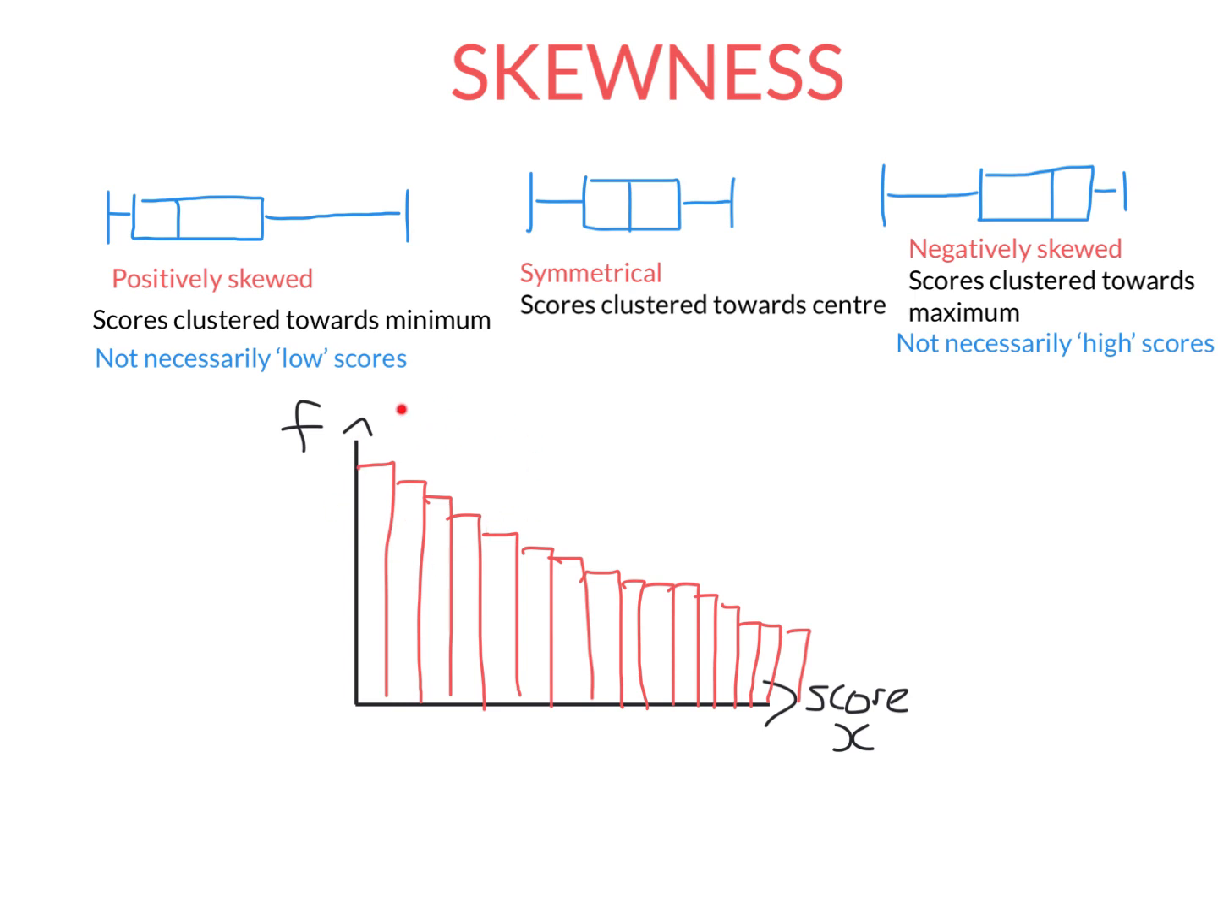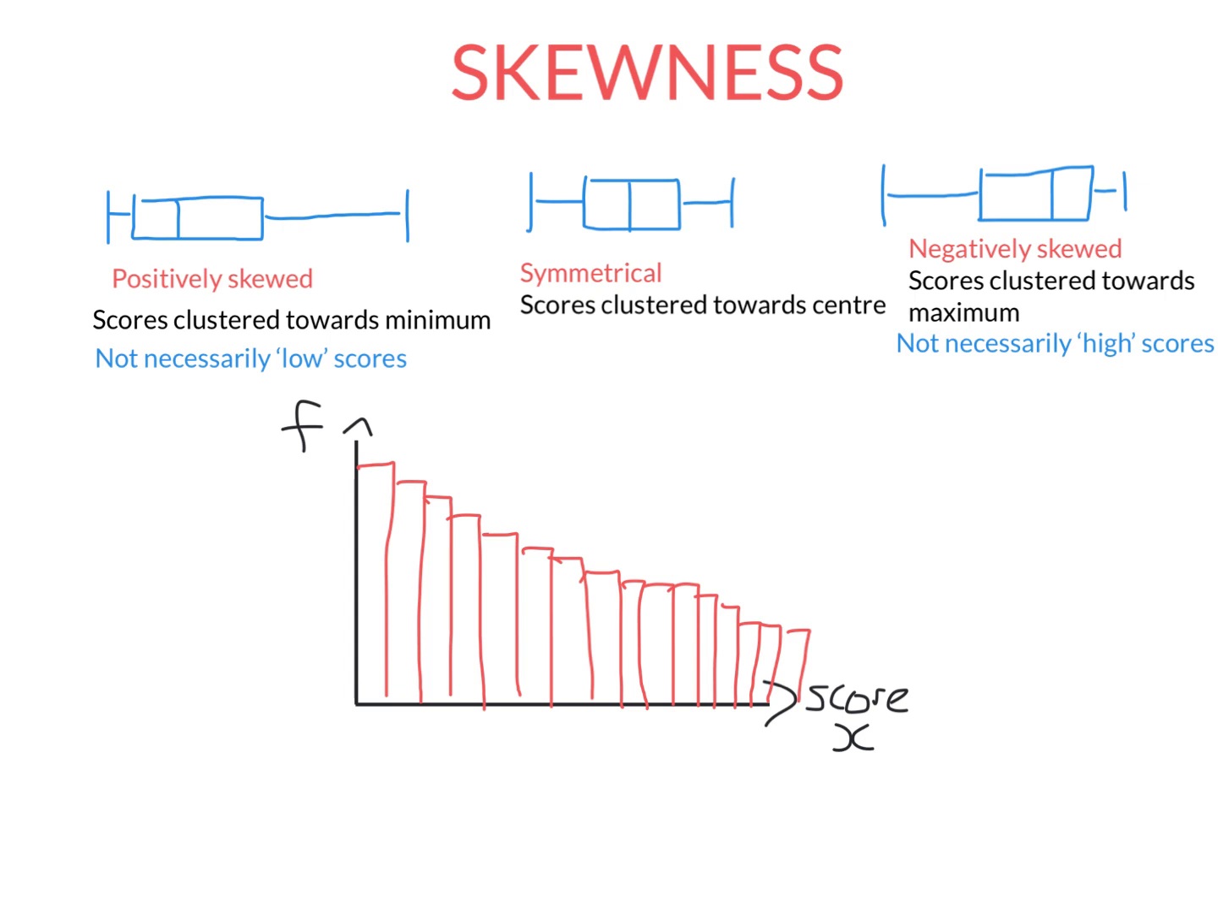You can see scores are clustered towards the minimum. The minimum score is here. Now, the thing is, we don't know exactly what these scores are. Let's say these scores represented performance in a maths test. So these scores down here, it doesn't mean they're 0 or 10. They could still be high. These scores could be 80, 81, 82. When we say that data is positively skewed, we're not saying that there are a lot of low scores. We're saying that there are a lot of scores close to the minimum.